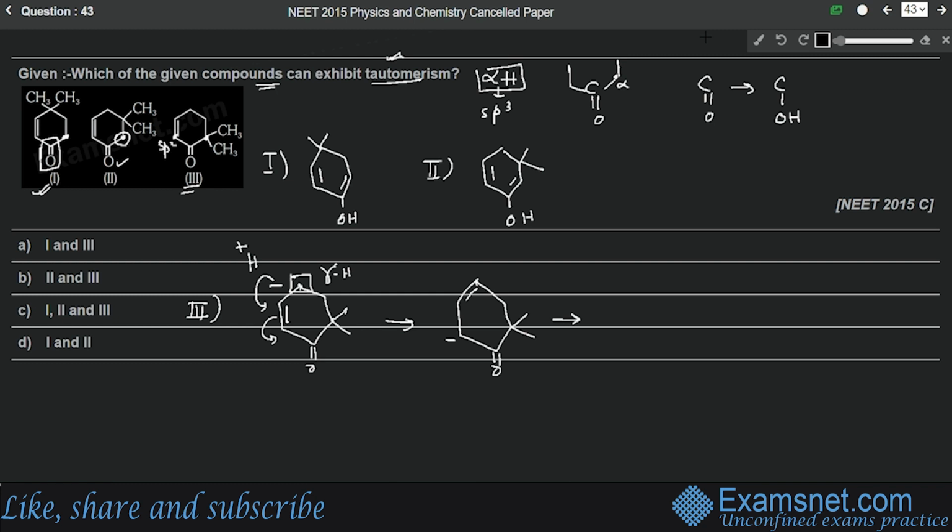Then in the next step, this alpha hydrogen will come at this position where negative charge is present. It will get attached at that position. So we'll get alpha hydrogen at this position. Hydrogen will get attached here, and double bond is present here, two methyl groups here, and double bond O is here.